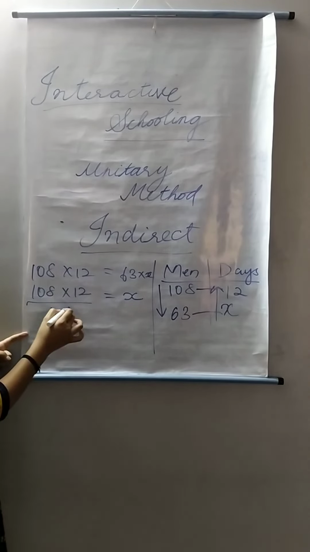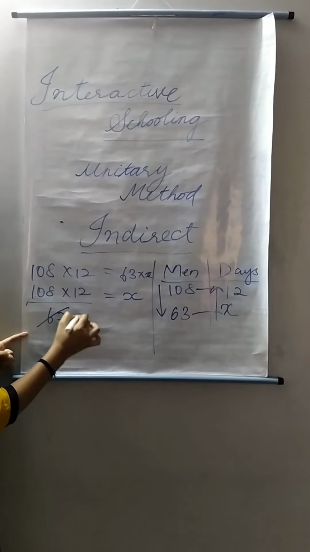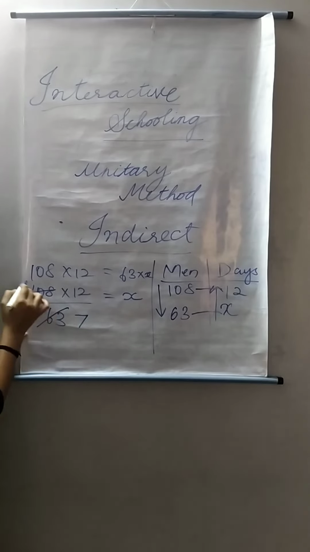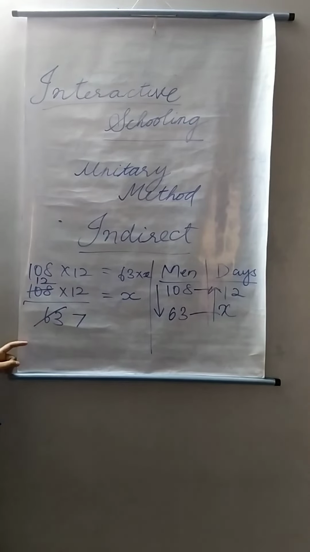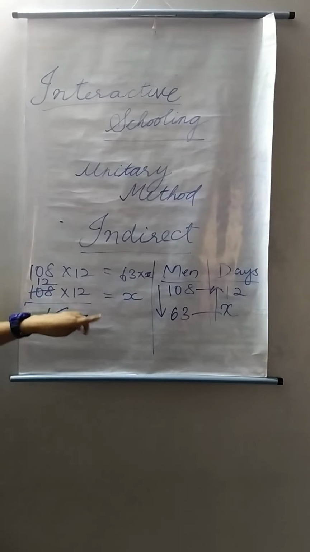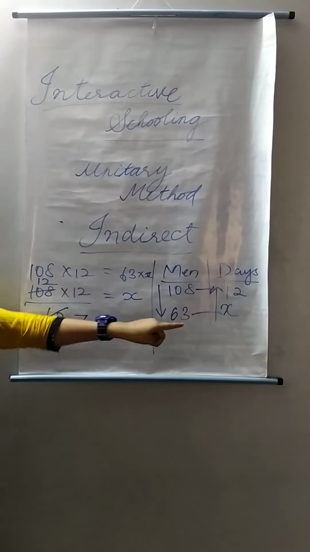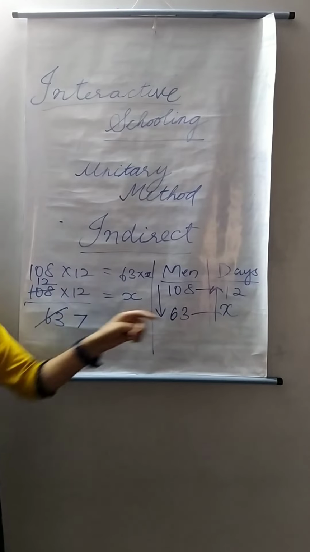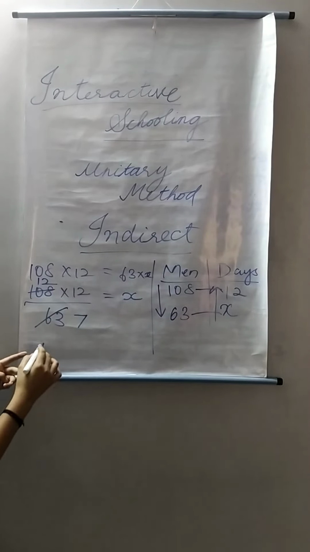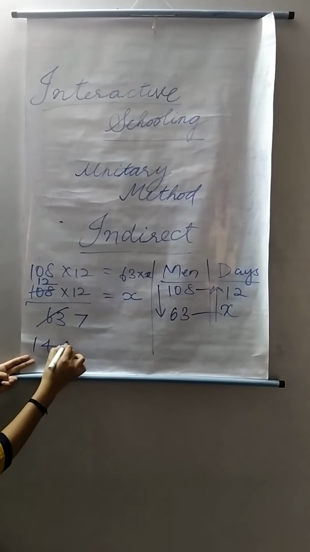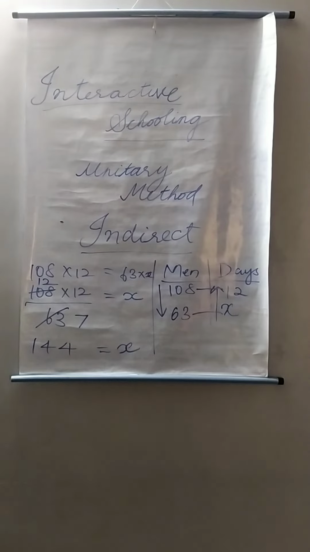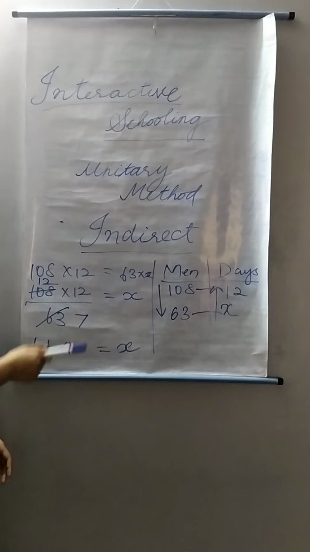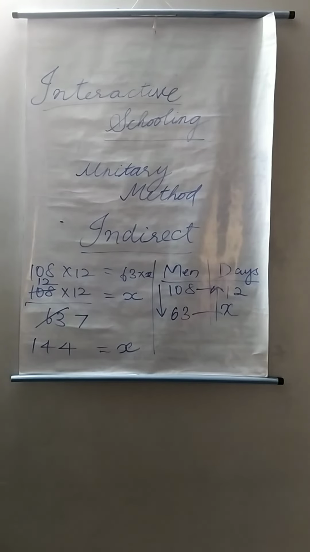Yes, 9. So 7 into 9 is 63 and 12 into 9 is 108. So 12 into 12 is the number of days in which 63 men can consume some amount of food. 12 into 12 is 144. 144 is equal to x. Therefore, 63 men can consume the same amount of food in 144 days. I hope you have understood the indirect method.